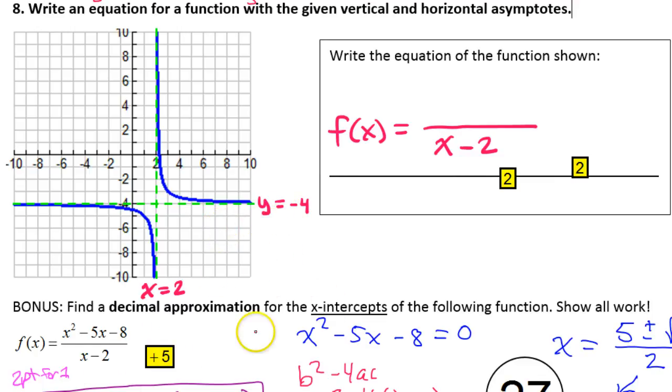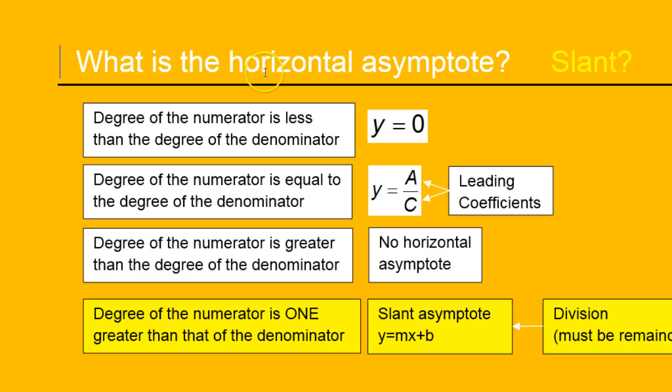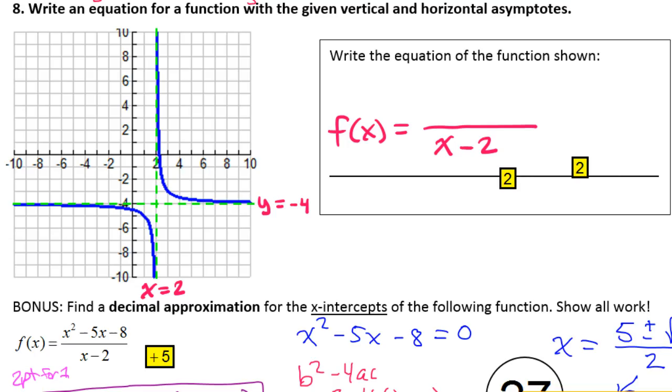Now, when we deal with horizontal asymptotes, we must be very careful. The horizontal asymptote depends on how the degree of the numerator compares to the degree of the denominator. If the degree of the numerator is less than the degree of the denominator, then the horizontal asymptote is y equals 0. If the degree of the numerator is equal to the degree of the denominator, then it's y equals a over c, where these are leading coefficients. And if the degree of the numerator is greater than the degree of the denominator, then there is no horizontal asymptote.